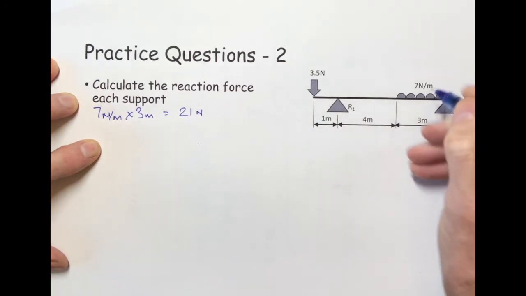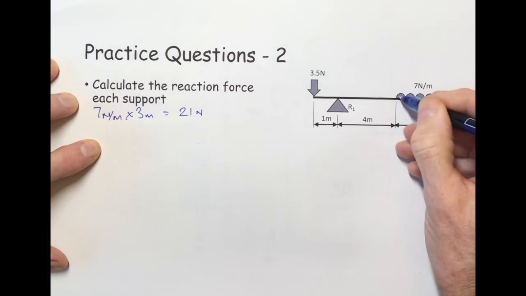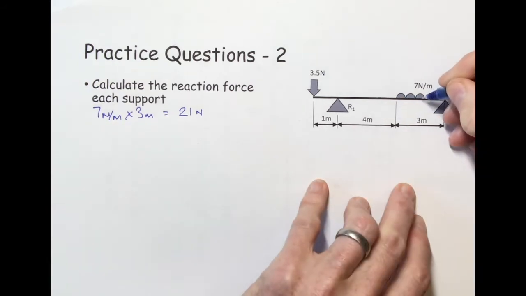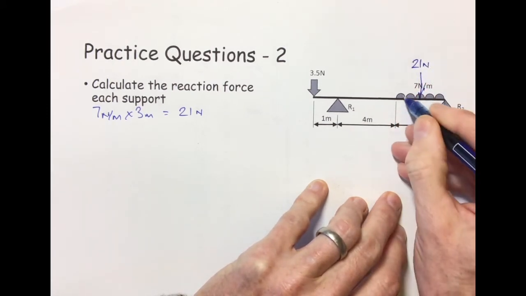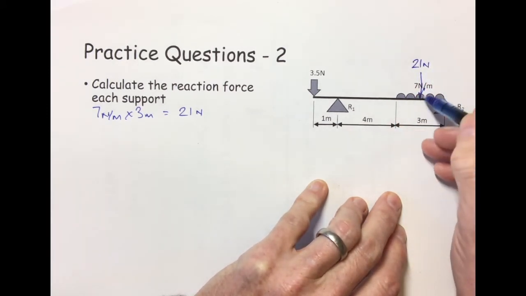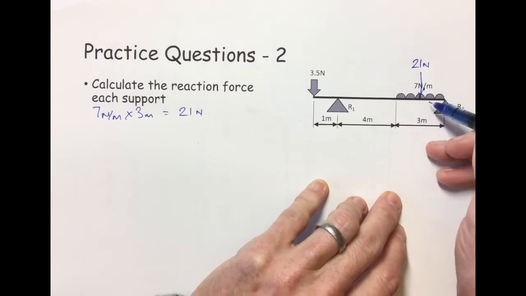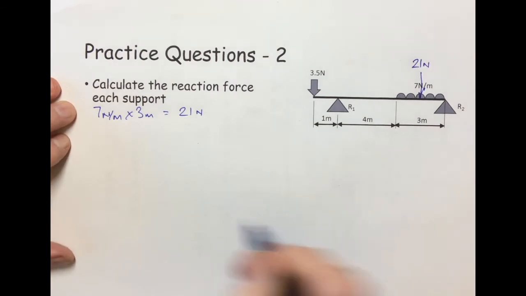And because we know that the UDL is considered to act in the centre of it, your UDL effectively is going to come in here. So effectively, that's 21 newtons there. And you can then ignore that there because you converted that into a single point load of 21 newtons there. So in fact, it's quite straightforward after this.